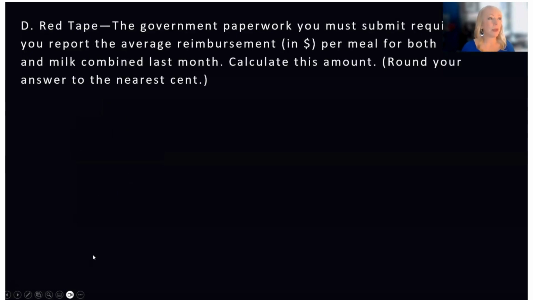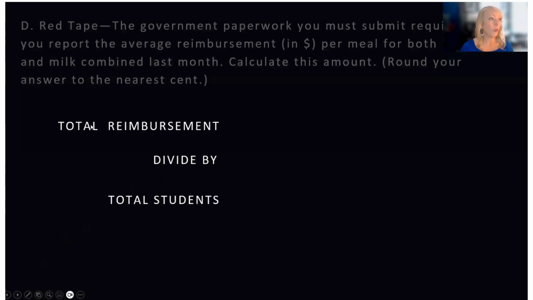D, red tape. The government paperwork you must submit requires that you report the average reimbursement in dollars per meal for both lunch and milk combined last month. Calculate this amount, rounding your answer to the nearest cent. Now, to calculate the average reimbursement in dollars per meal for both lunches and milk last month, we need two things. We need to know the total reimbursement, and we need to know the total number of students.